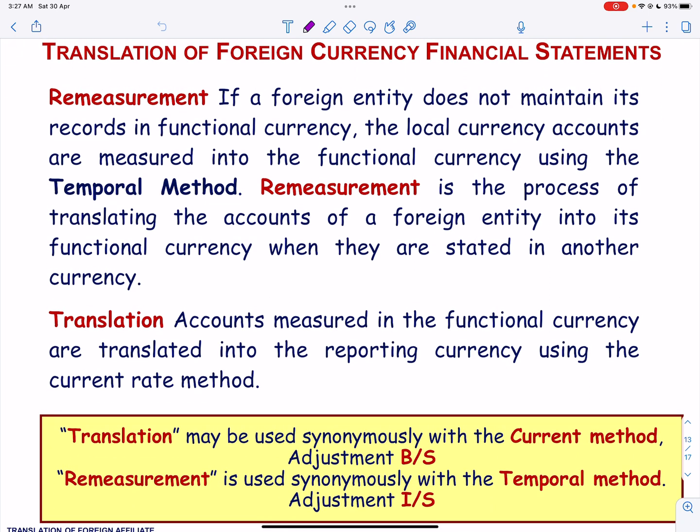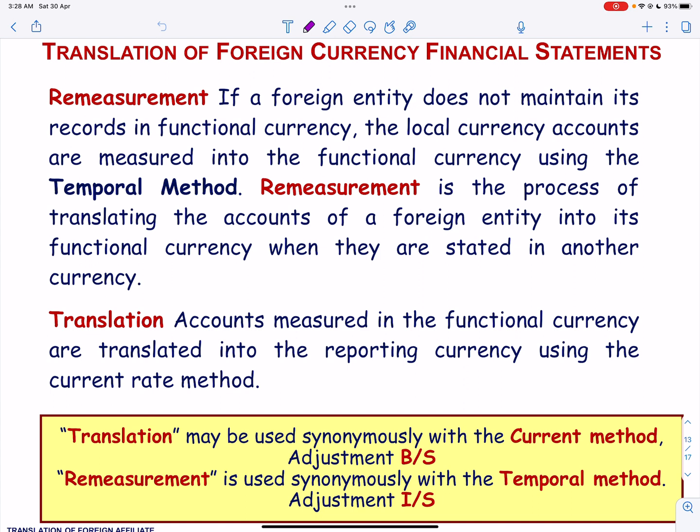If a foreign entity does not maintain its records in functional currency, the local currency accounts are measured into the functional currency using the temporal method. Remeasurement is the process of translating the accounts of a foreign entity into its functional currency when they are stated in another currency. Translation: accounts measured in the functional currency are translated into the reporting currency using the current rate method. We have not talked about the current rate yet.